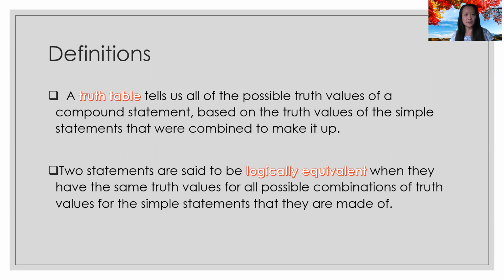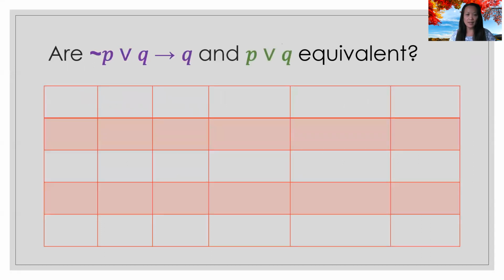A truth table tells us all possible truth values of a compound statement based on the truth value of the simple statements that are being combined to make up that compound statement. And you've seen that in the last video, right? Now, two statements are said to be logically equivalent when they have the same truth values for all possible combinations of truth values.